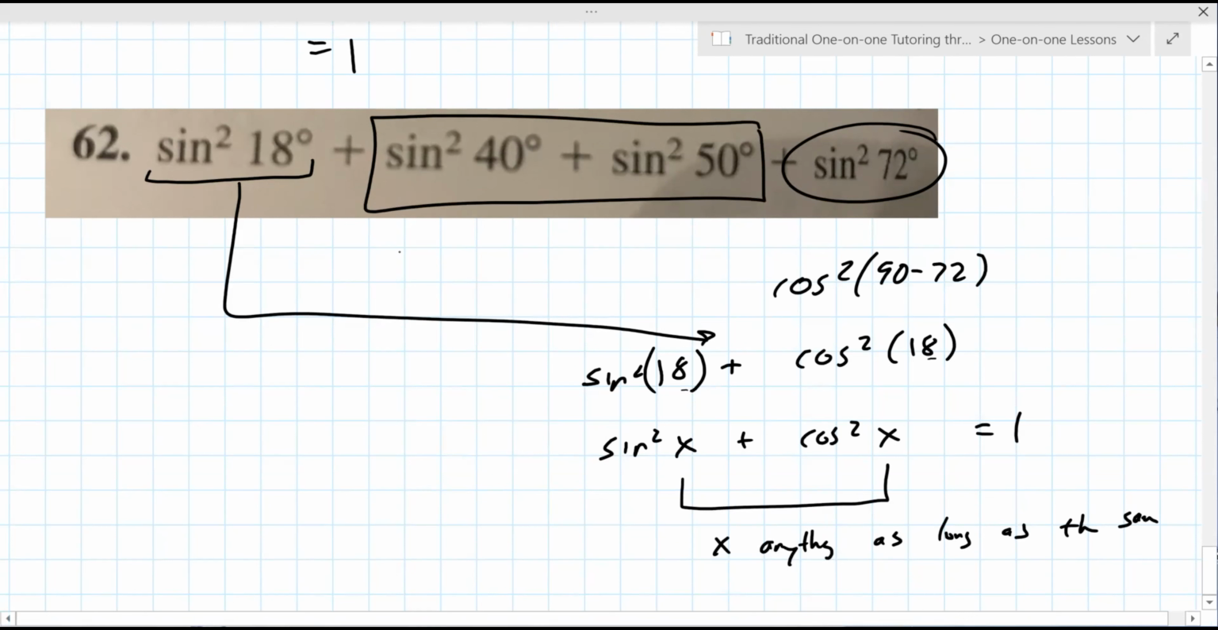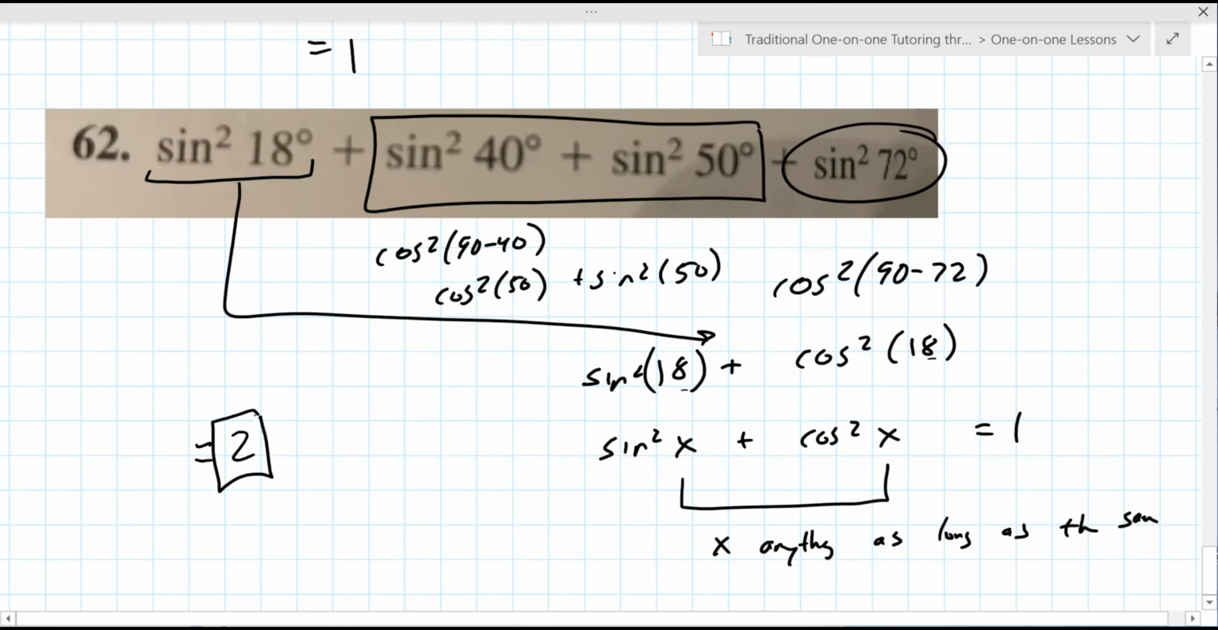So, this one on the left is cosine squared 90 minus 40. That's really cosine squared 50 plus sine squared 50. That equals 1 also. So it's 1 plus 1, final answer of 2.